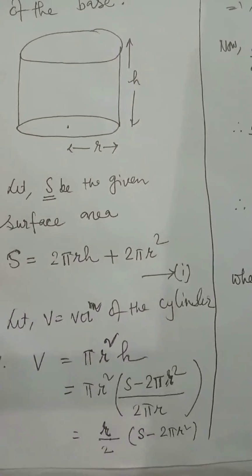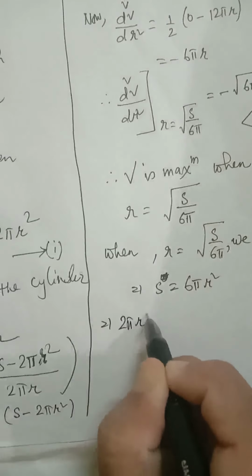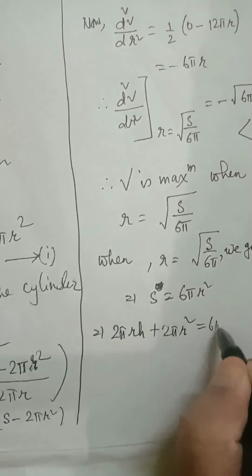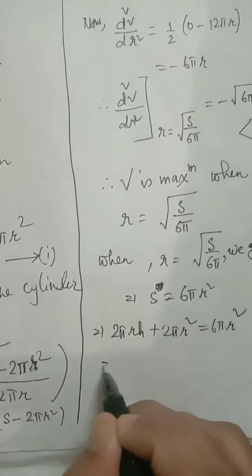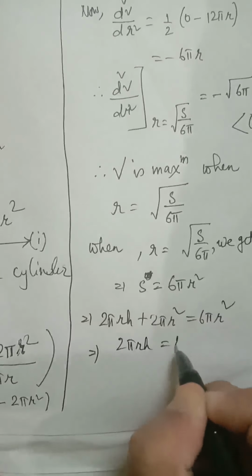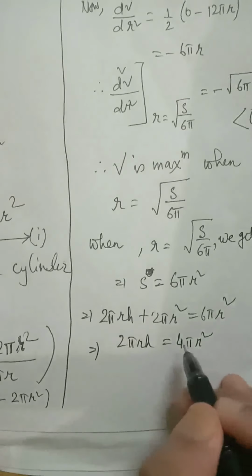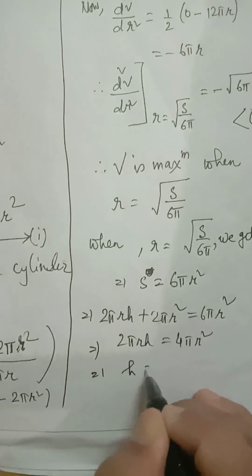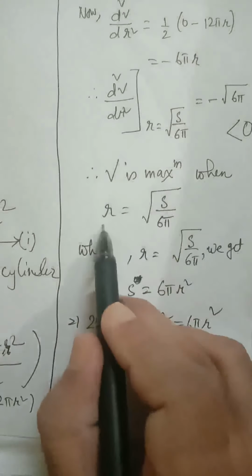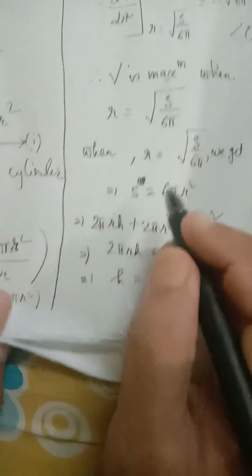S means total surface area, so we'll put S equal to 2 pi rh plus 2 pi r square equal to 6 pi r square. From this relation, you can see 2 pi rh equal to 4 pi r square. Cancelling 2 pi r, we will get h equal to 2r. So you can see V is maximum when r equal to this, and when r equal to this, we will get h equal to 2r.